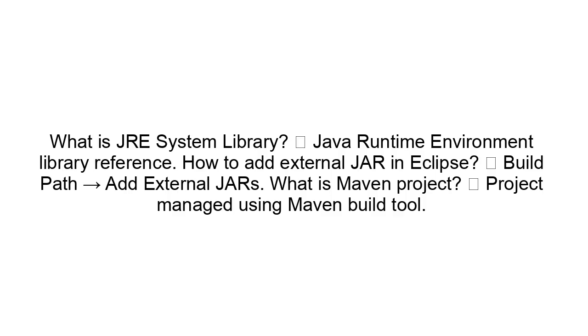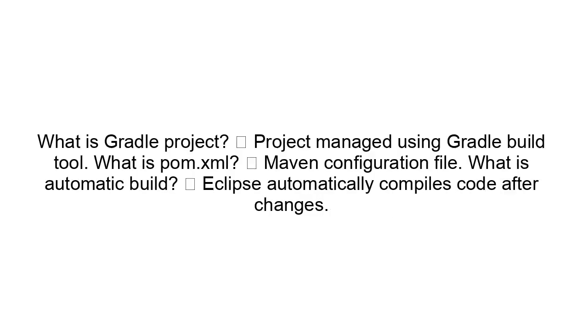How to add external jar in Eclipse? Build Path, Add External JARs. What is Maven project? Project managed using Maven build tool. What is Gradle project? Project managed using Gradle build tool. What is pom.xml? Maven configuration file. What is automatic build? Eclipse automatically compiles code after changes.